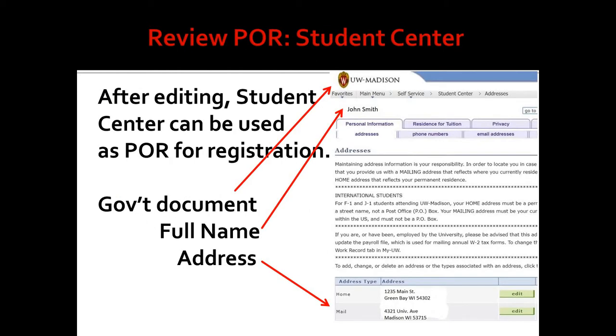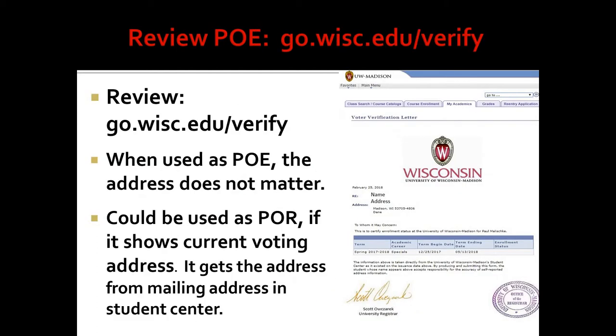Let's review the key concepts and differences for POE and POR. For POR, for registration, Student Center can be used. The address must match the address on the registration form. On election day, if the special student ID is used as voter ID, proof of enrollment must be shown. The address does not matter.